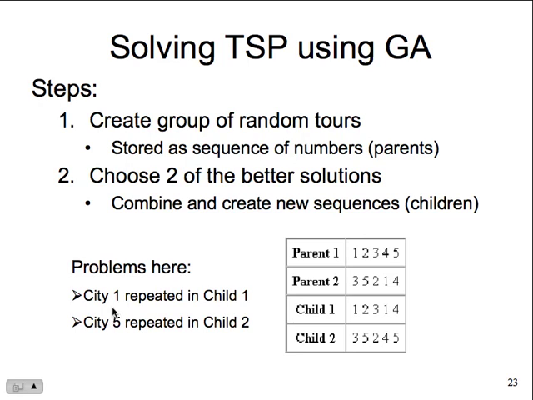So here's a problem. We have city 1 repeated in child 1. City 5 is repeated in child 2. So we just repeat the children for our mutation as an example. So these are the two parents and these are the two children routes that come out of it. And two children routes are mutated from crossovers. Or there's crossover and some mutation that's applied to create the two children.